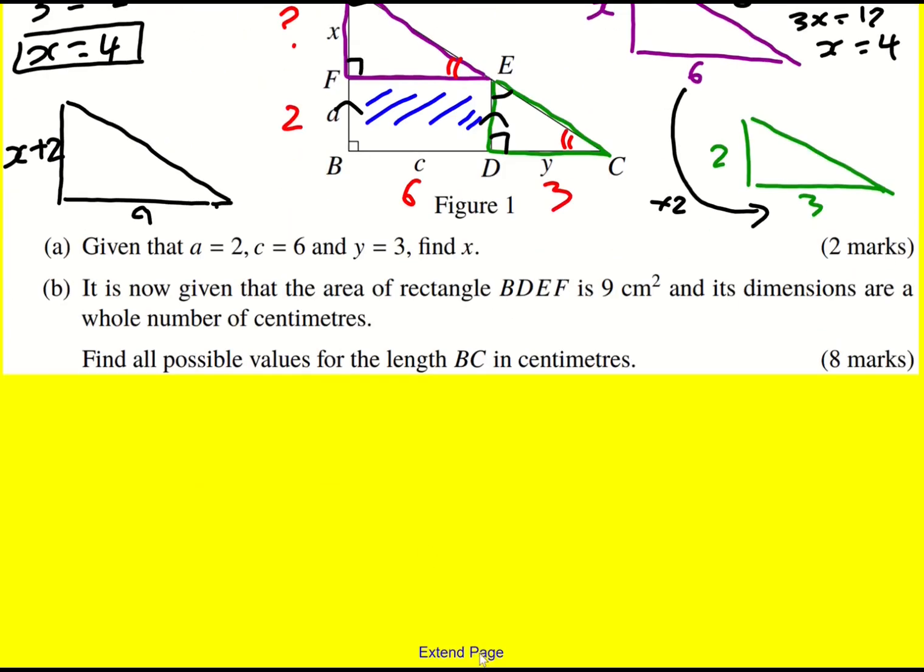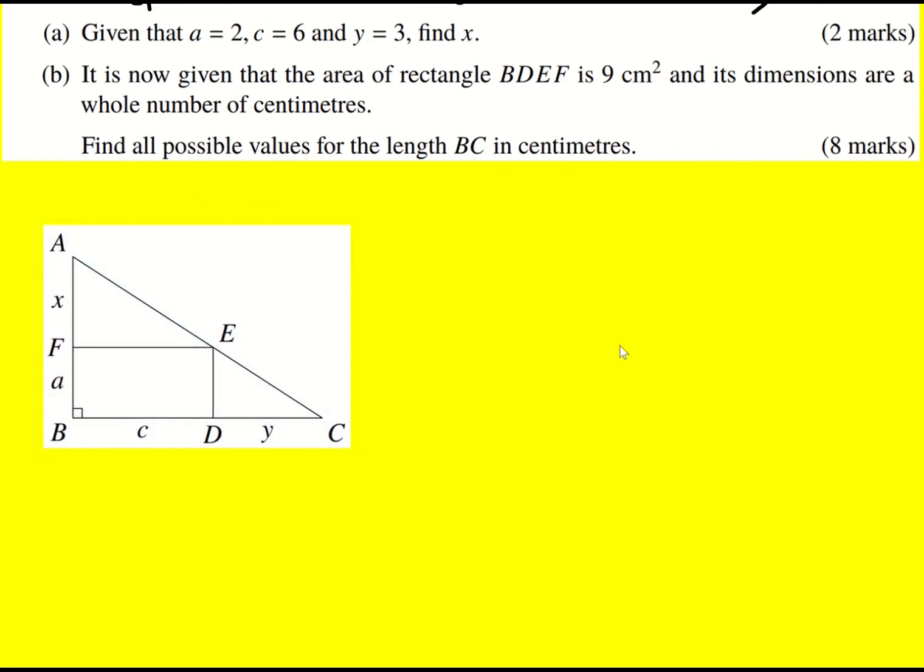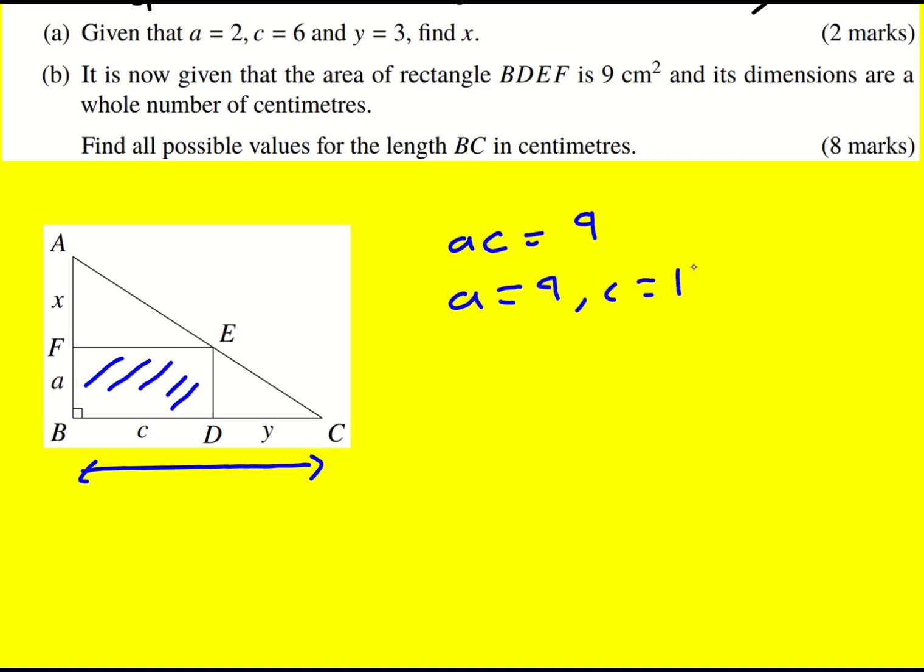After the main part, we're told that the area of the triangle is now 9 centimeters squared and the dimensions are a whole number of centimeters. Find all possible values of BC. So immediately we can write down that AC is equal to 9, and this gives some different arrangements. We could have A equal to 9 and C equal to 1, or A equal to 1, C equal to 9, or A equal to 3 and C equal to 3. This would give a square, but a square is actually still an example of a rectangle, so that is absolutely fine.